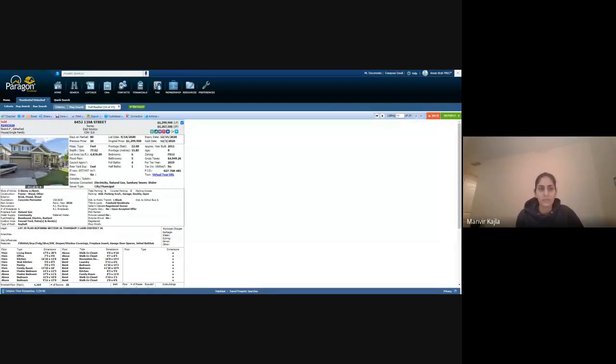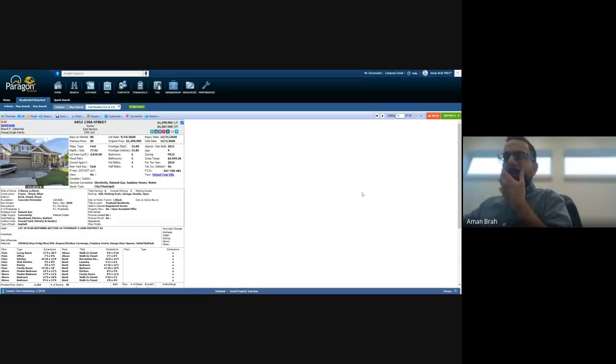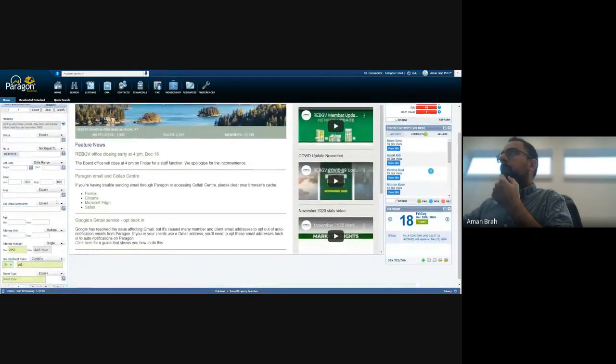Okay. Anyone else have a number that they'd throw out for an initial offer on the property Manbear's looking at? I'll bring it up here again.